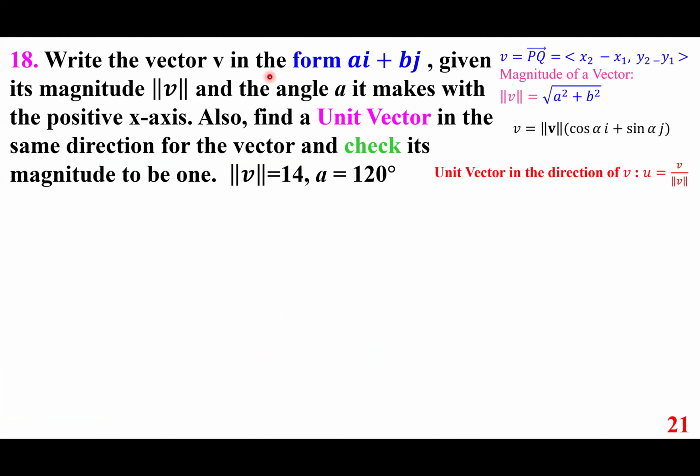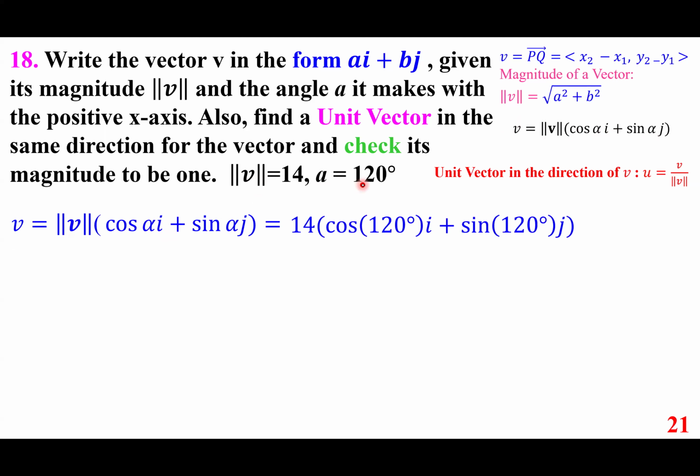Write the vector v in the form of ai plus bj, given its magnitude and the angle alpha it makes with the positive x-axis. Also find the unit vector in the same direction for the vector and check its magnitude to be 1. So here's the magnitude, here's alpha, basically plug it into this one. That's all they say. So the magnitude is 14, alpha is 120 degrees.